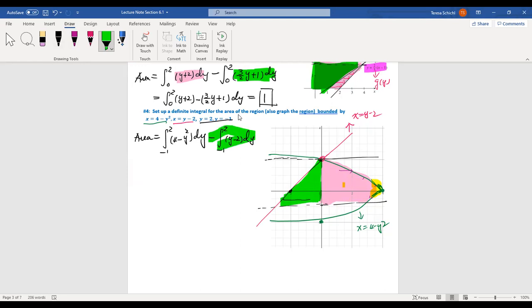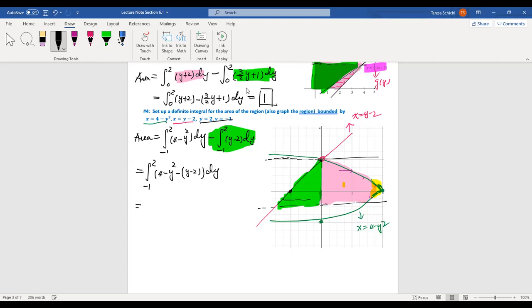That's why the color here is negative, this green triangle. So basically the green plus the pink is the yellow we're looking for. That's why the theory still applies. So this is -1 to 2 of 4 minus y squared minus y minus 2 dy. Because this is on the left-hand side, the -1 minus 2 is this green area here.